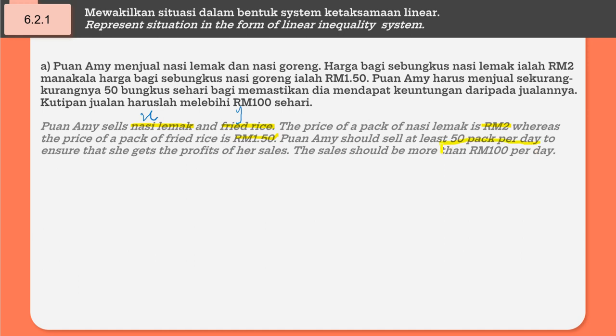So this 50 packs per day represents the total of the products. The first one we have is total products. We don't know how many of them, so we say x plus y. At least 50 packs, so that means we accept 50 packs and above. We don't accept a number below that. So here we have greater than or equal to.